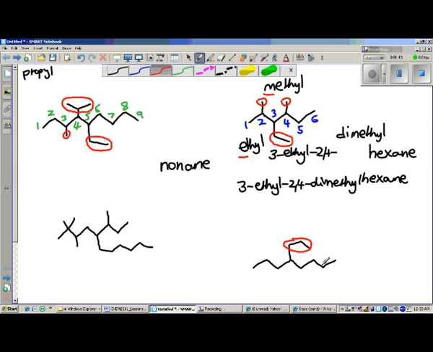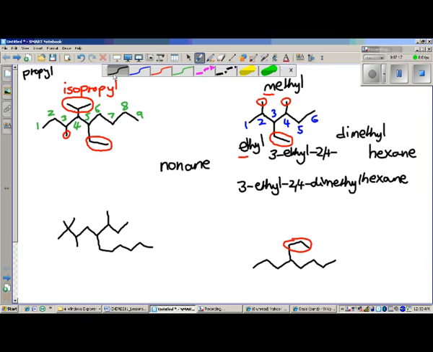This propyl group is attached to the parent chain by its N carbon. This is not. This is an isomer of this. The actual name of this is isopropyl. Iso meaning isomer. So we've got isopropyl, methyl, and ethyl.